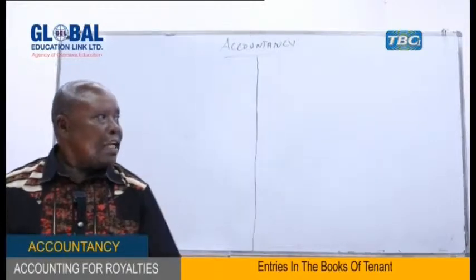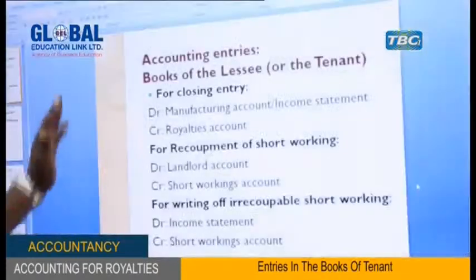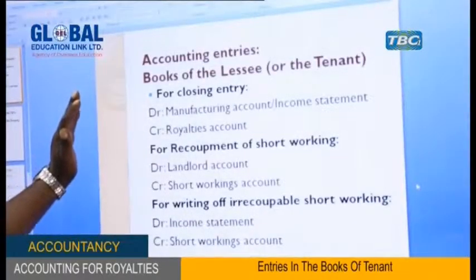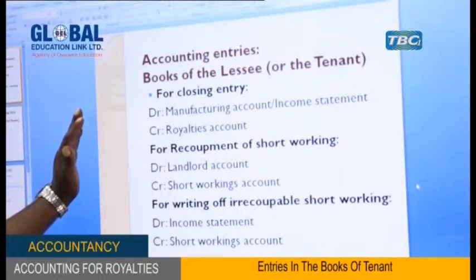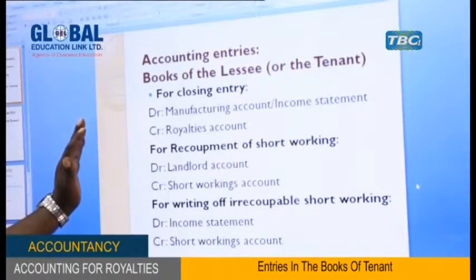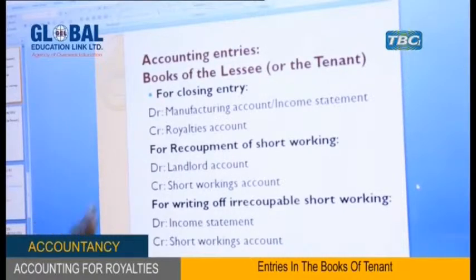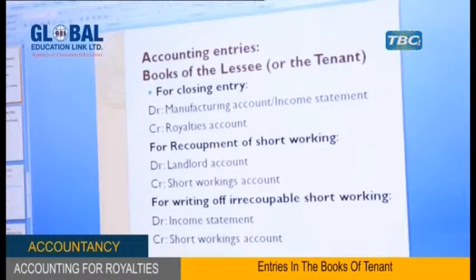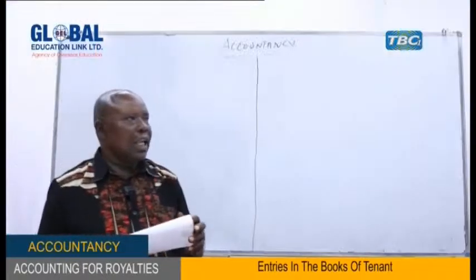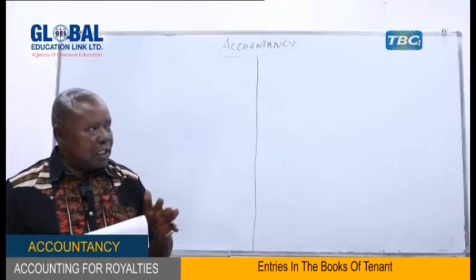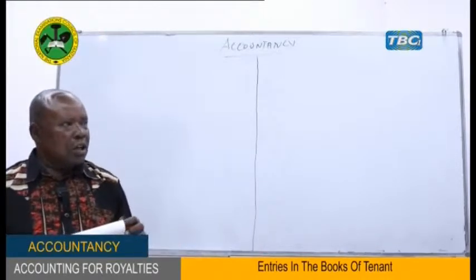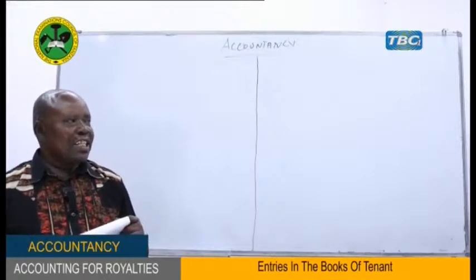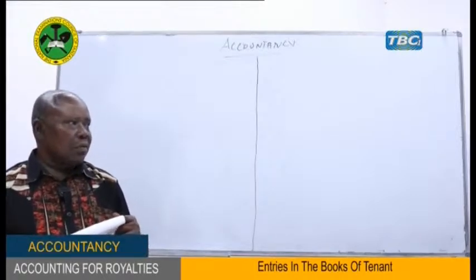Then for the closing entry, the last category, we transfer to the manufacturing account, or it depends. Whether it's a production like mining, etc., we use manufacturing account. But if it's sales, we use an income statement. So it depends on the question. So we'll debit manufacturing account or income statement and credit royalties account.